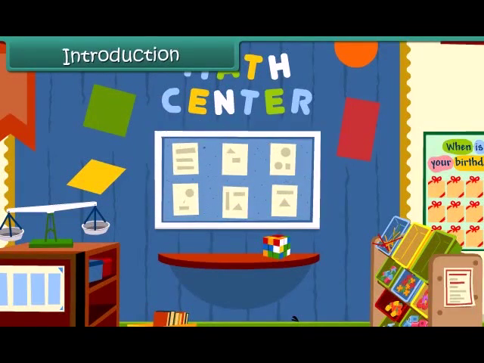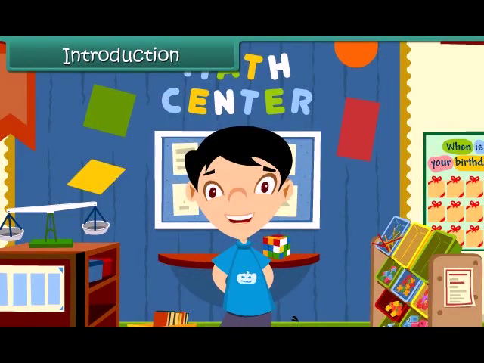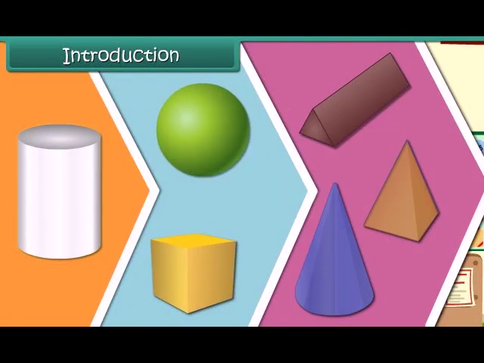Introduction. Hello friends, I am back and have brought some things for you to see. Look at these things. All these are solids. Today we will learn about solids and its shapes.